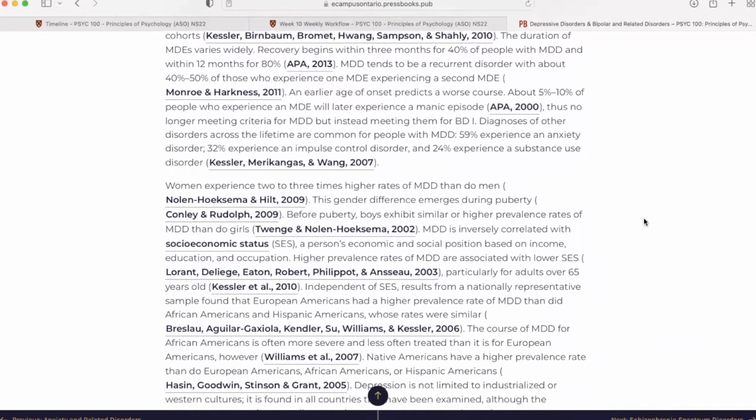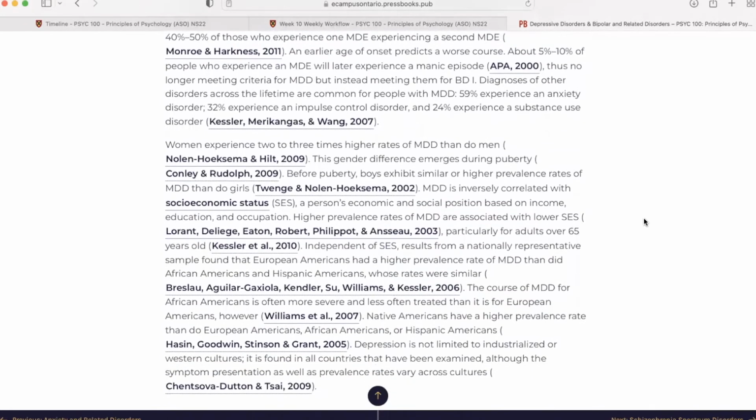About 5 to 10% of people who experience an MDE will later experience a manic episode, thus no longer meeting criteria for MDD, but instead meeting them for BD1. Diagnosis of other disorders across the lifetime are common for people with MDD. 59% experience an anxiety disorder, 32% experience an impulse control disorder, and 24% experience a substance use disorder.